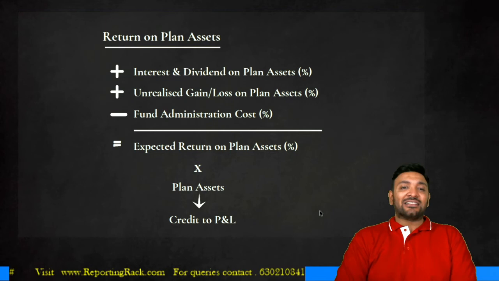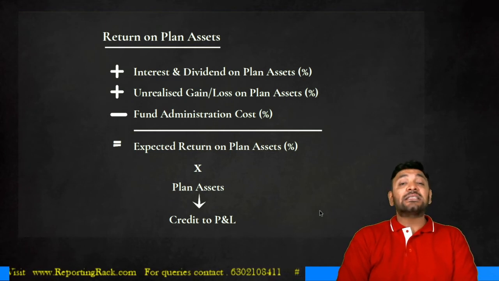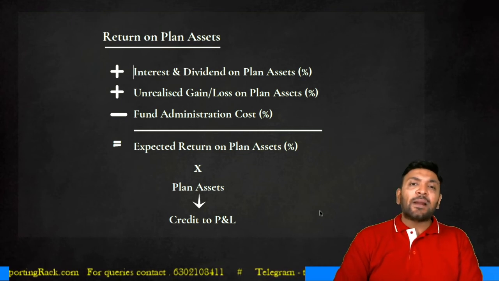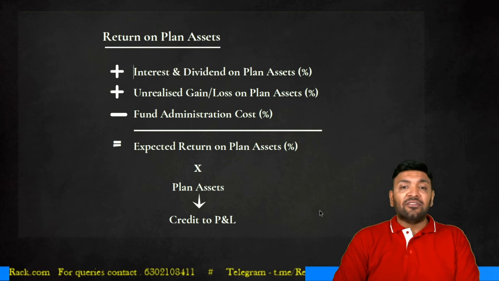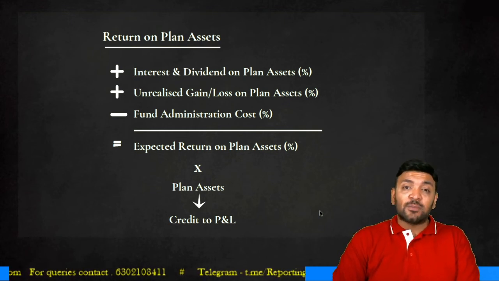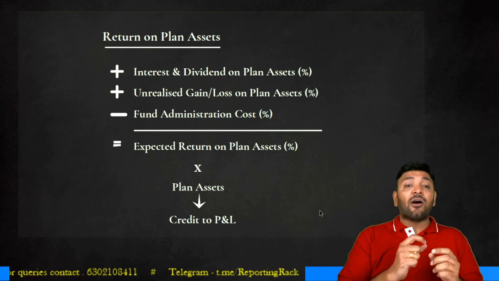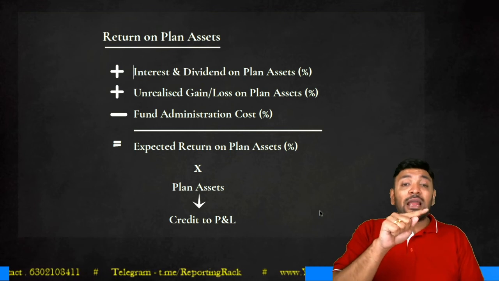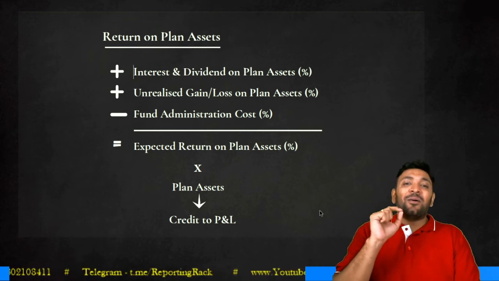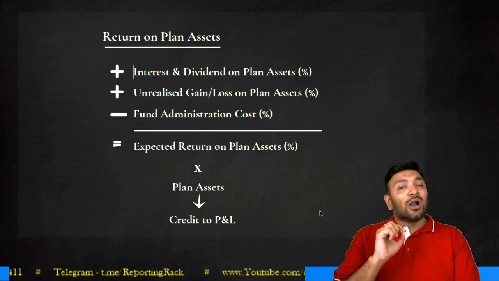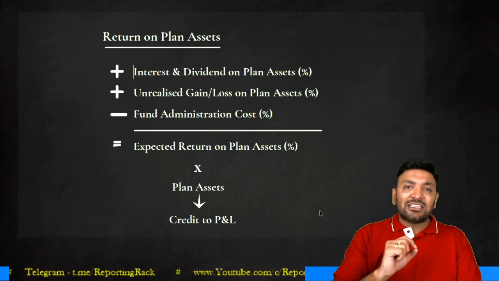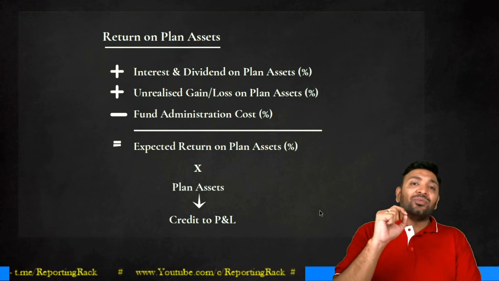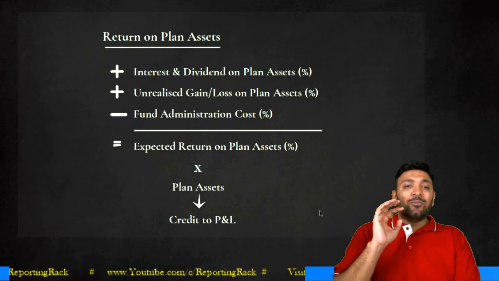What is this return on plan asset? A return on plan asset is called as expected return on plan asset. What is expected return? Expected return is nothing but the interest and dividend on plan assets, because plan assets are investments. These investments can yield return in the form of interest or dividend, can also yield in the form of capital appreciation. So that's why unrealized gain or loss on plan assets minus fund administration cost. What is this fund administration cost? There's a fund manager. The fund manager requires to have some percentage or his commission or his salary. That is called as fund administration cost.